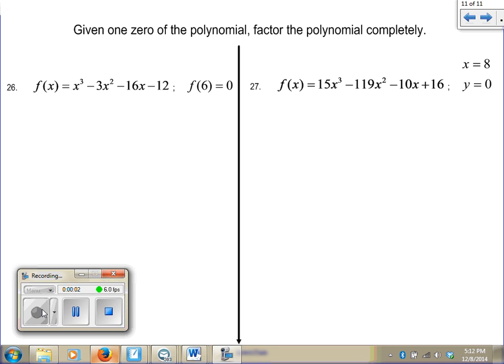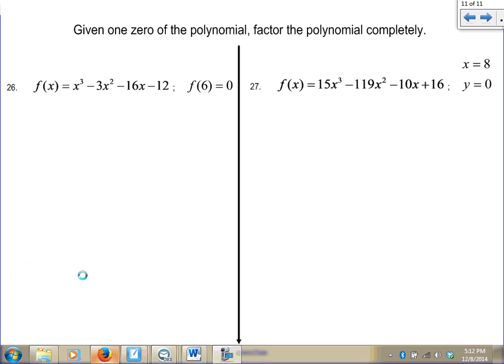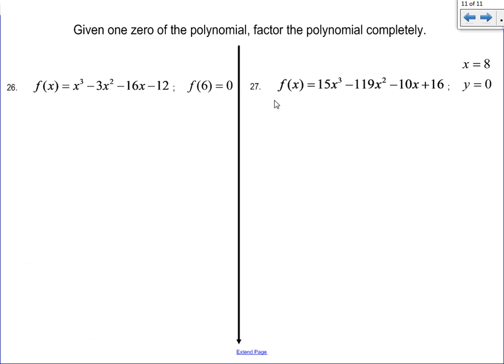Hi everybody, here's another video on using synthetic division in order to factor polynomials completely. So what I'm given in this problem is two zeros, one for each problem actually. I'm given in problem 26 that when I plug in x equals 6, I get y equals 0. And in 27, I'm given when I plug in x equals 8, I get y equals 0.